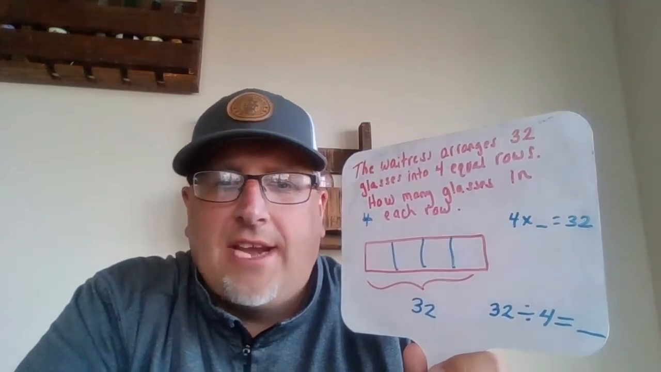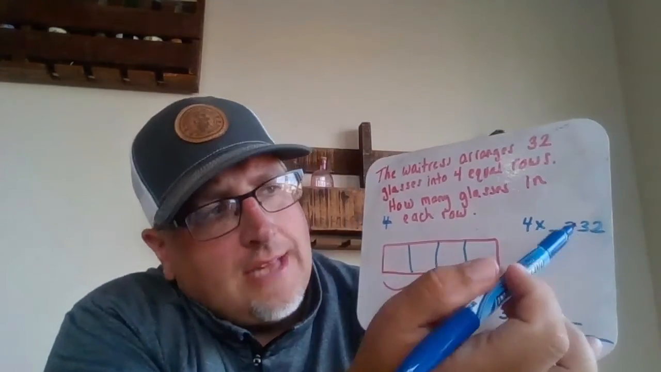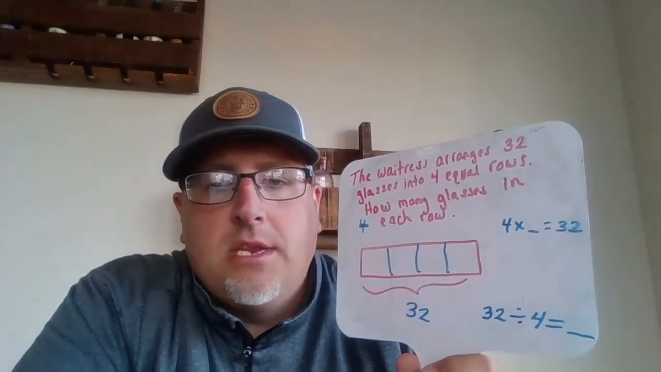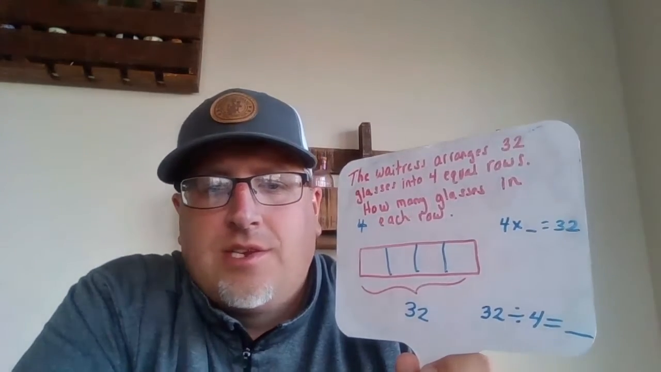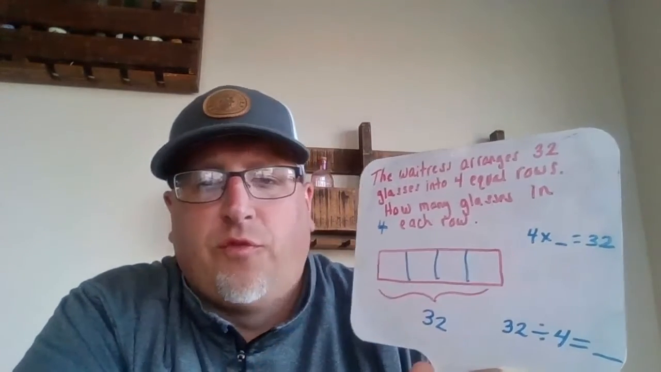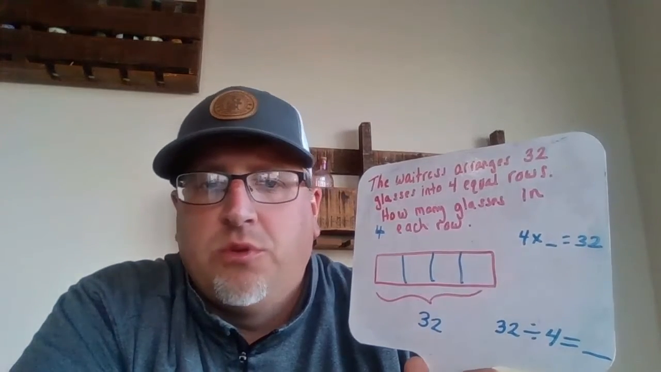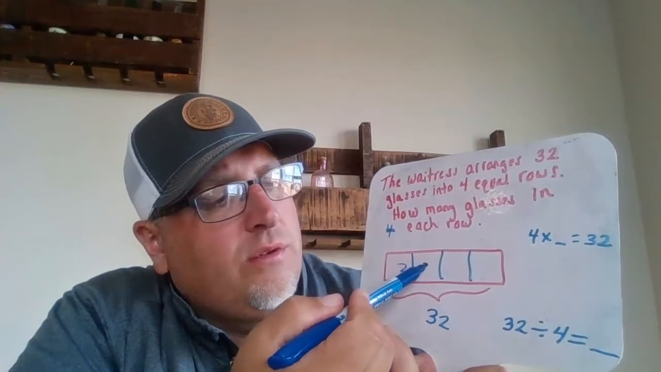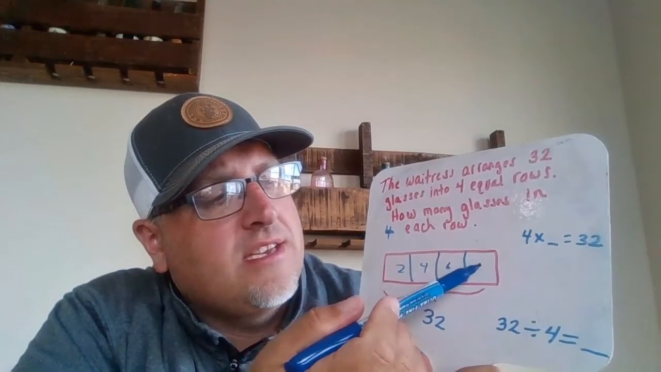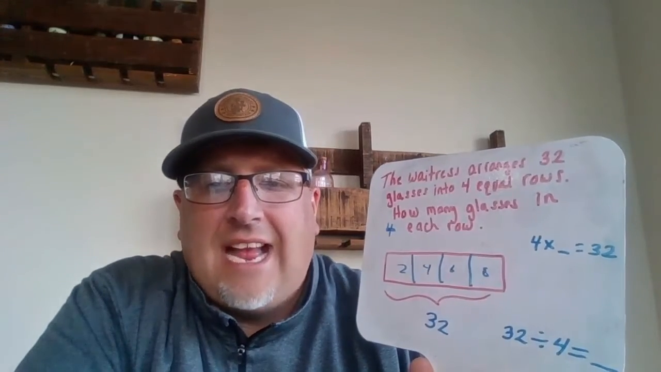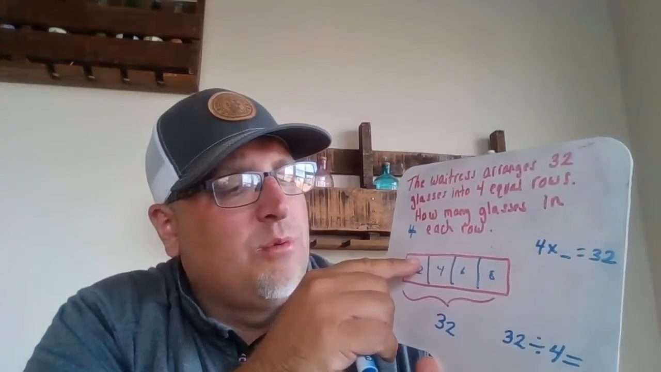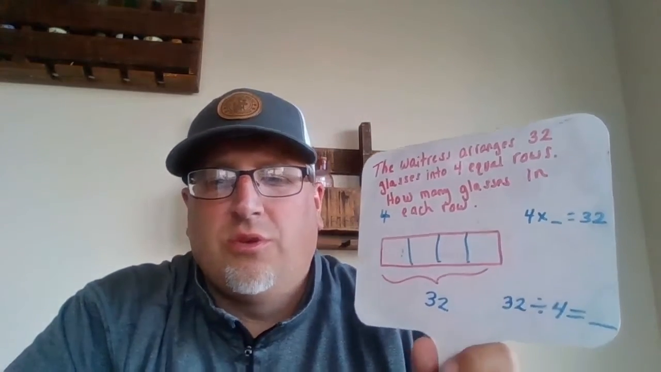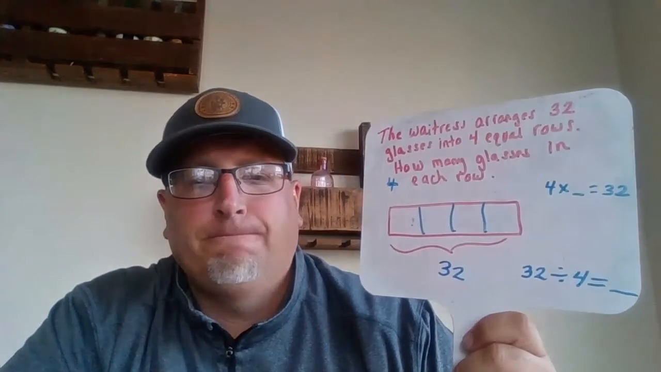All right? Some good strategies here. If you know your multiplication factors, you can answer this very simply. But you might be in a situation where you can't. So let's plug in some numbers and do some trial and error. Let's say 2 glasses in each row. They're equal, so 2, 4, 6, 8. That would give us 8 glasses total. That's not going to work. That's too little.